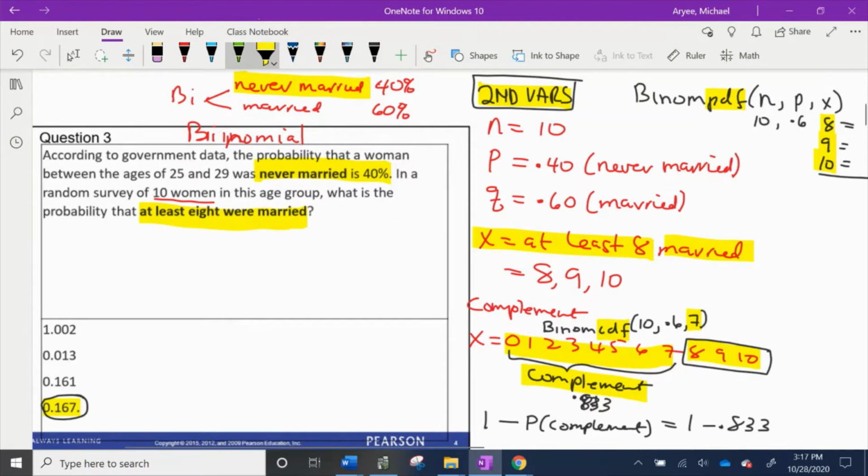Now note that this question is one of the hardest questions. Why? Because you were given the never married to be 40%, but the question is asking about those that were married. So you have to use 0.6 in your calculation, not 0.4. So when you are doing the problem, please note some of the details that come with it.